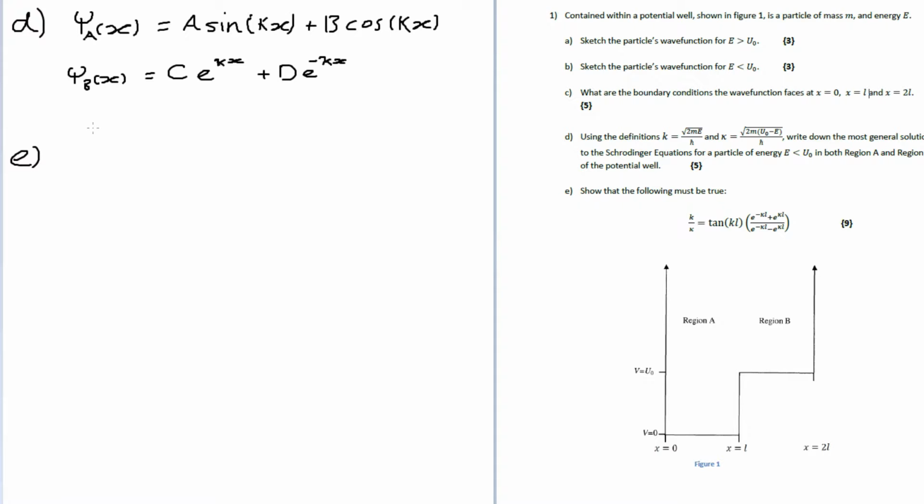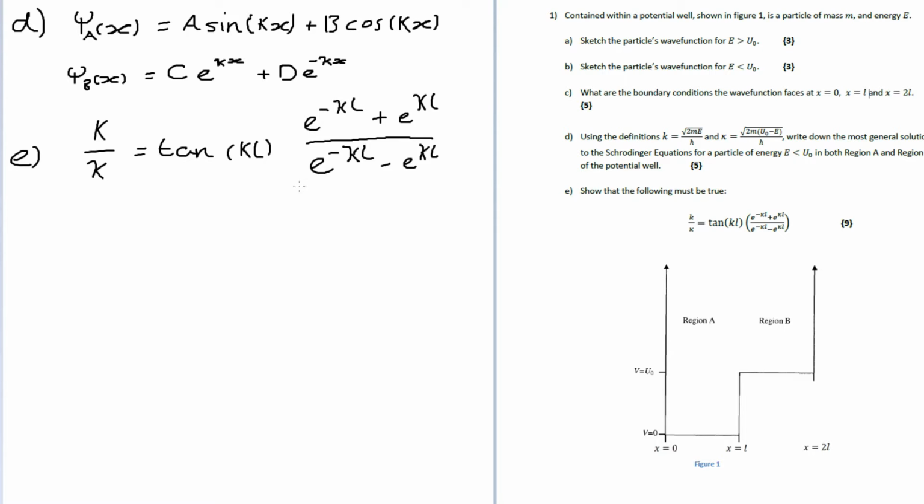So it wants us to show that the following must be true. I'm going to write this out a little bit bigger so you guys can see, because maybe it's too small there. So this wants us to show that K over kappa is equal to tan KL, and then a bunch of exponentials up here, e to the minus, and these are all kappas, kappa L. Apologise for my writing there, but this is what we're trying to prove.